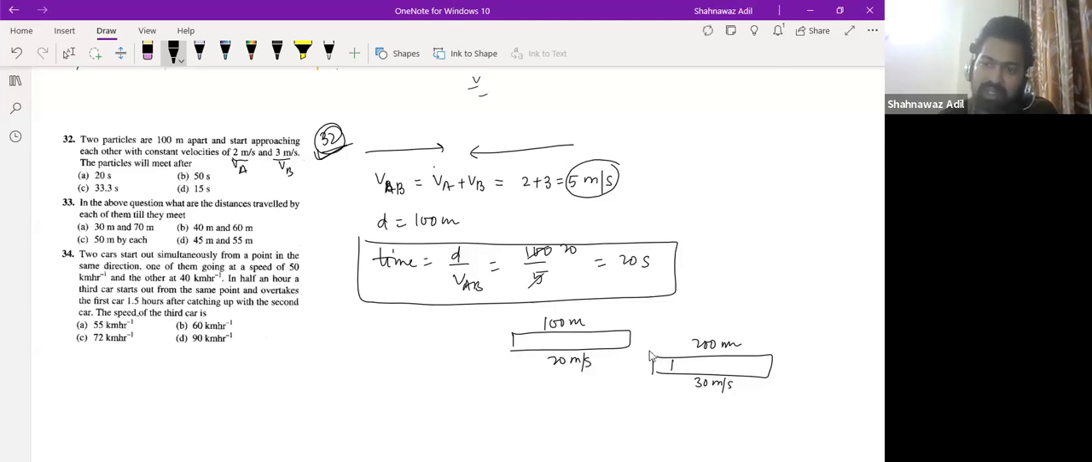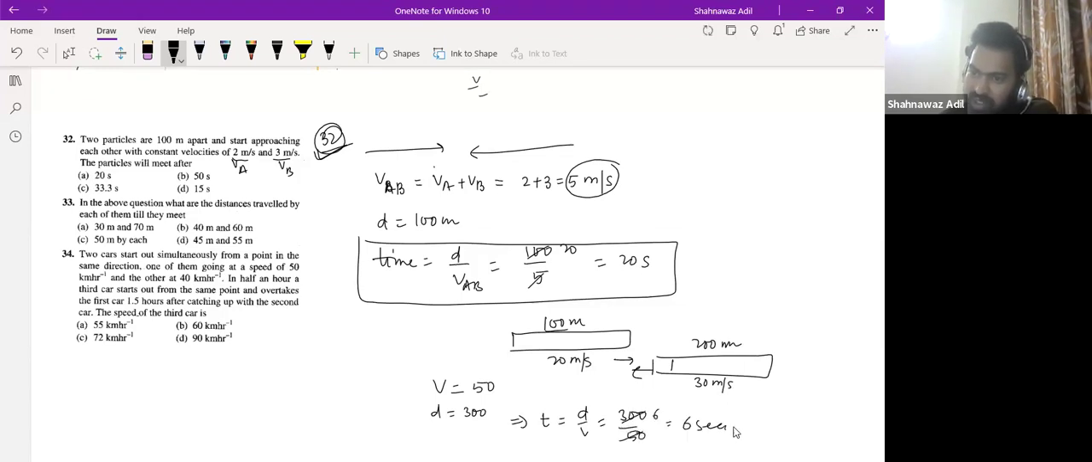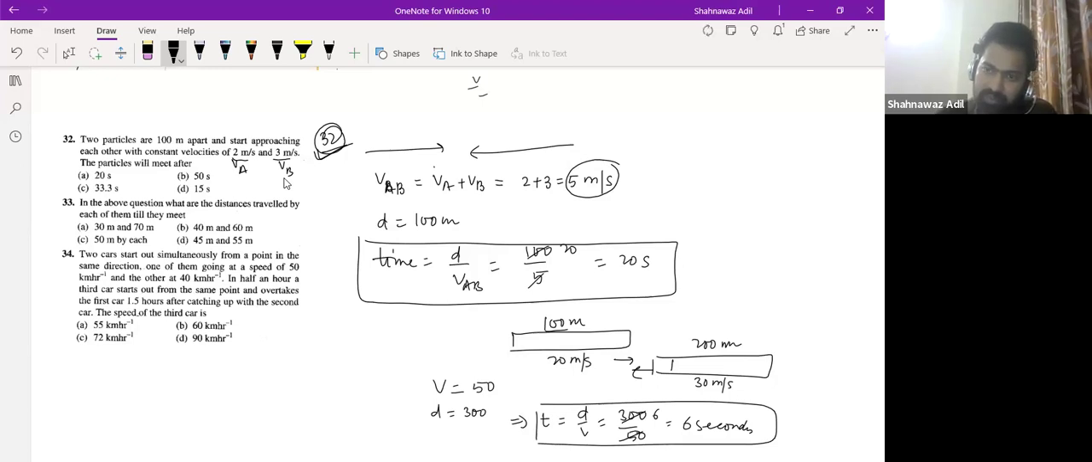So when they cross each other, because they are moving in opposite directions, you will calculate the overall velocity, that would be 50. And the total distance is 100 plus 200, so 300. So the time to cross will be just D by V, which is 300 by 50, which is 6 seconds. So these are the simple questions that are asked using the idea of relative motion in 1D. Okay. Clear?